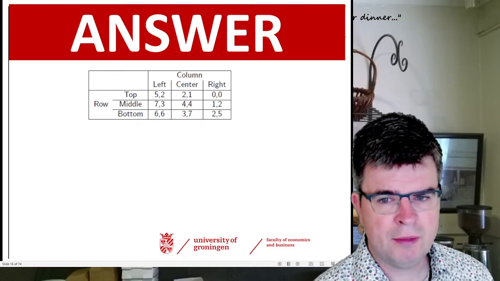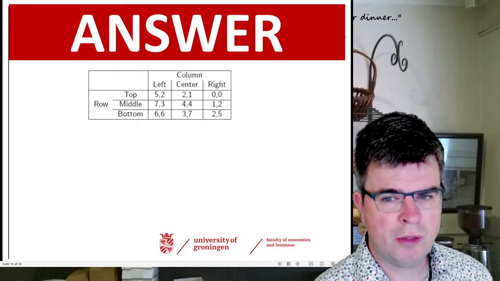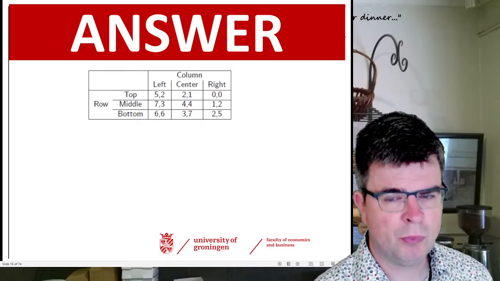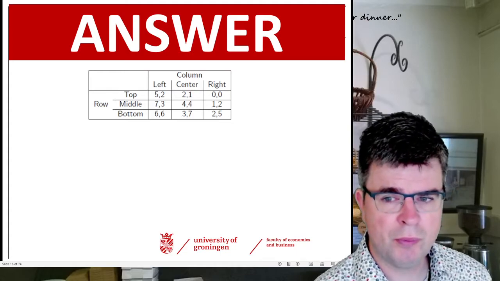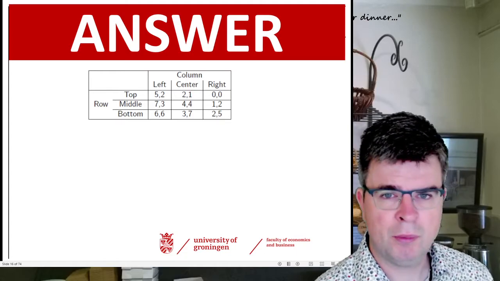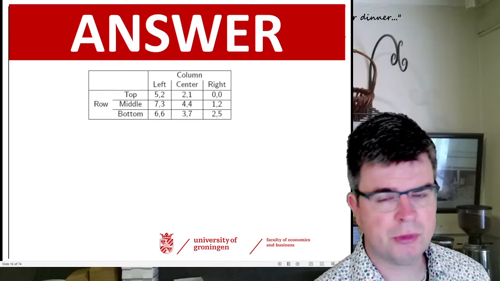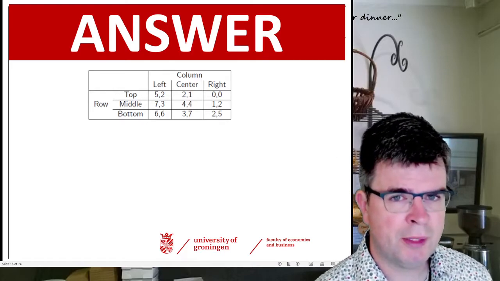So what we get is that, dependent on what row expects column to do, it will play either middle or bottom, but it will never choose top. So top is a dominated strategy for row.